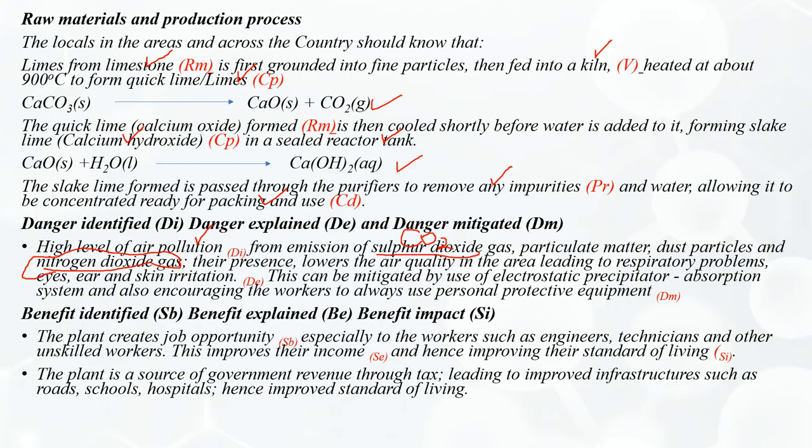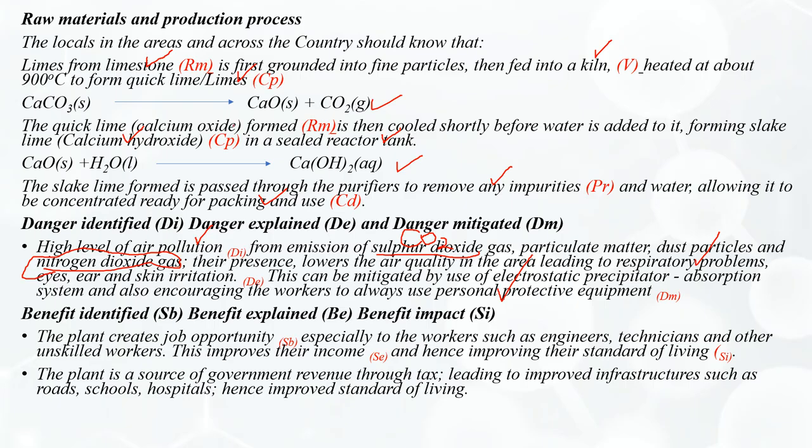After talking about the danger, they're saying that their presence lowers the air quality in the area, leading to respiratory problems. Now that is the effect. Now this can be mitigated by use of an electrostatic precipitator system, and also encouraging workers to always put on personal protective gear. That is the mitigation. So you can see this point is very well explained and mitigated.